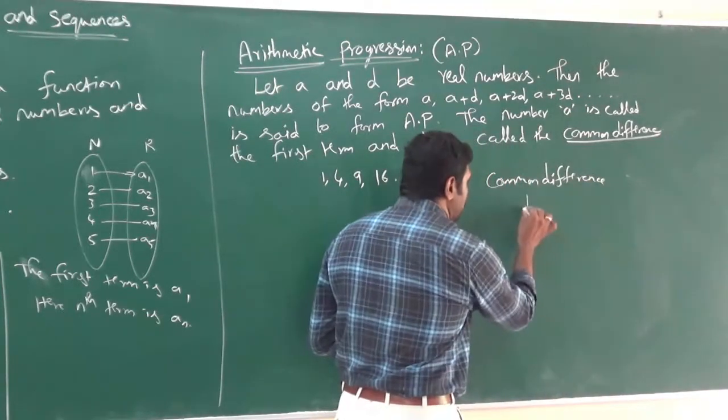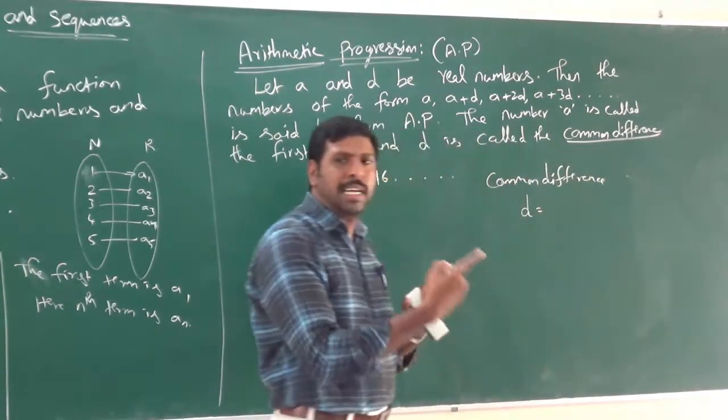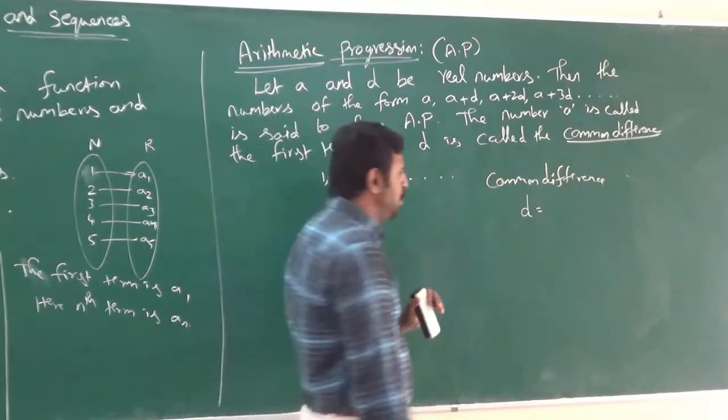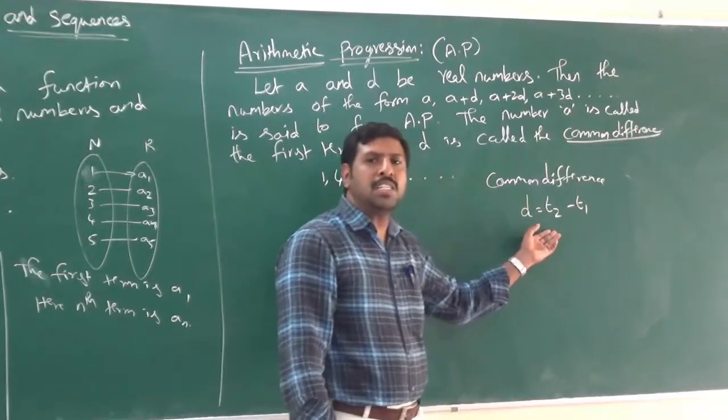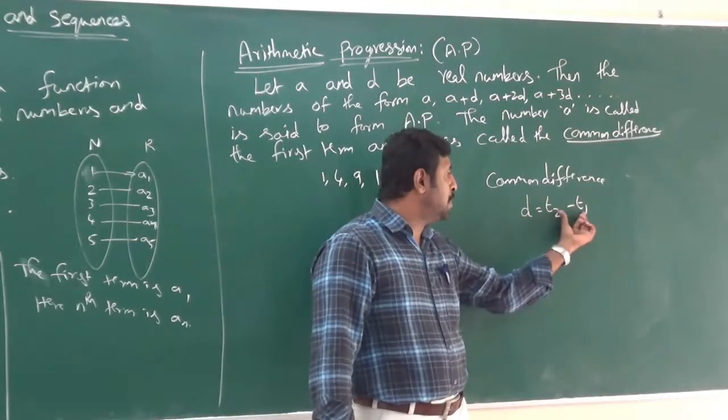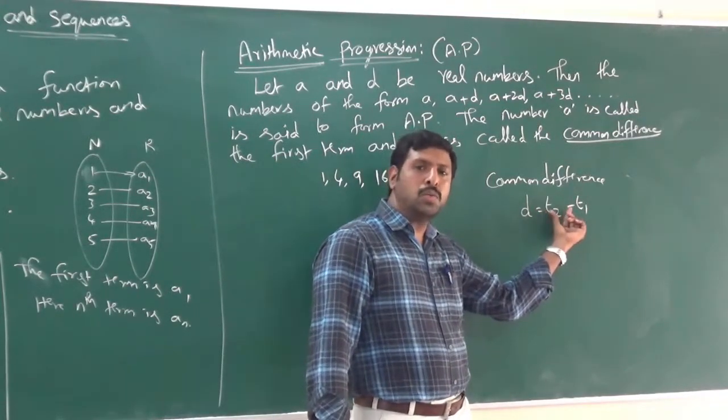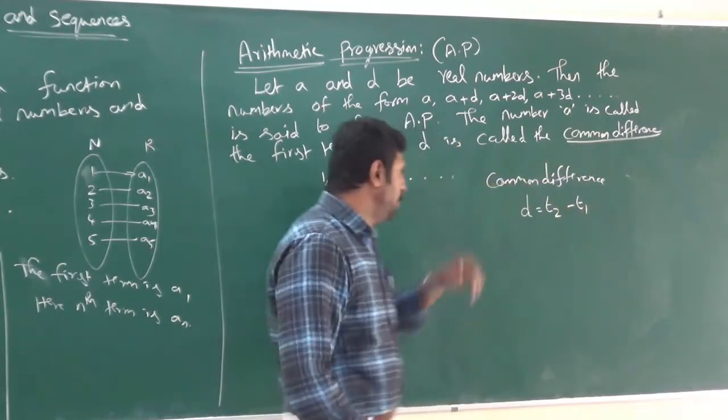Common difference is denoted by the small d. It is the second term minus the first term, that is t2 minus t1. Here t represents the terms, right? So d is equal to the second term minus the first term.